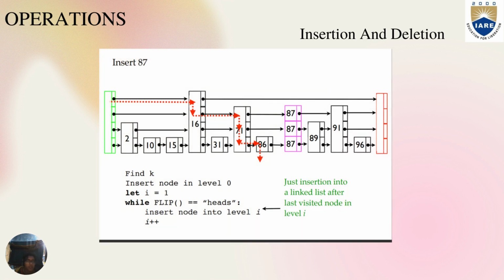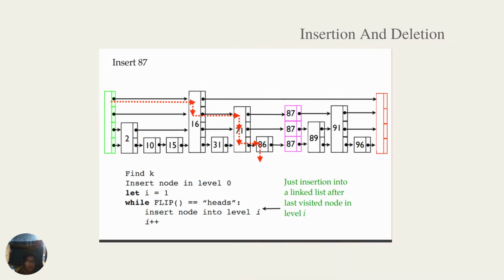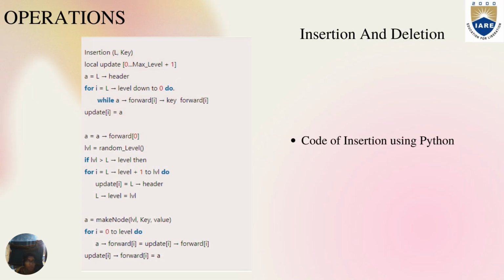In terms of the insertion algorithm, first we need to find the key k. After that, we insert the node at level 0. Let i be 1, and we flip a coin until it is heads, inserting the node at level i and then incrementing i. This is a much more detailed algorithm for insertion.